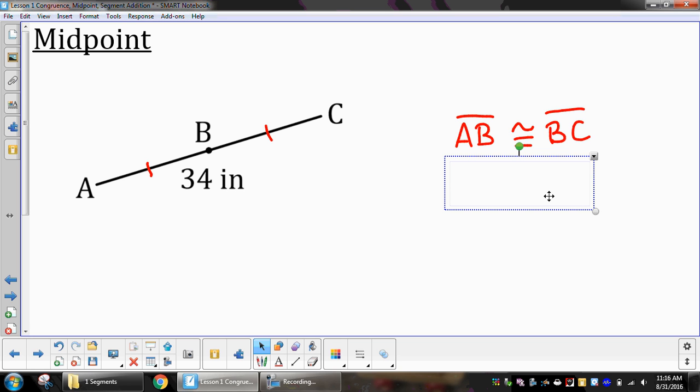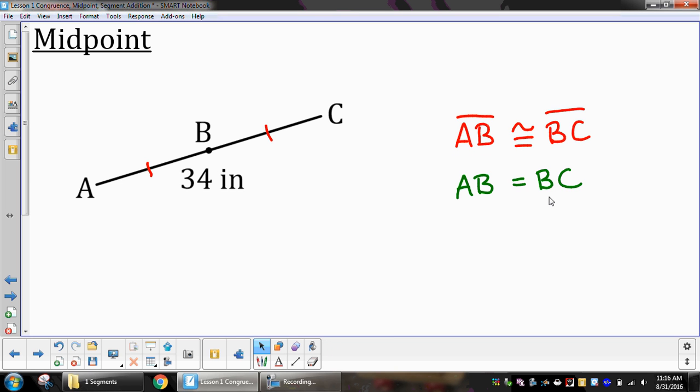What that means, like we just discussed, is that the length of AB is equal to the length of BC. If we take away the segment symbol from the name of these segments, then I'm talking about the length of the segments. So when we take the symbol off of AB and BC, we'll also take the squiggly off of the congruent symbol, and now we're talking about two segment lengths that are equal to each other. So if I measured AB, it would be equal to BC.